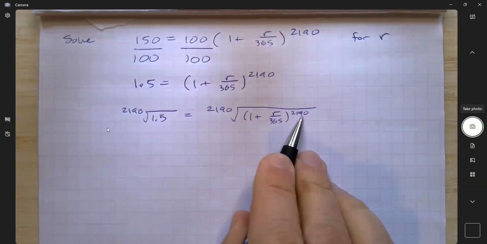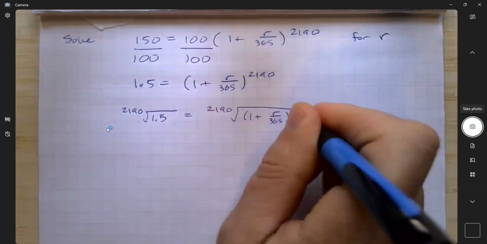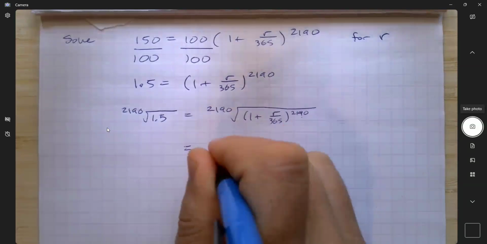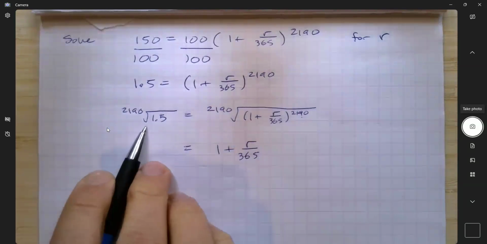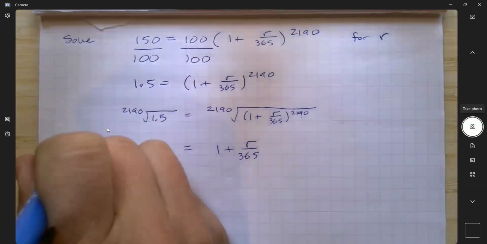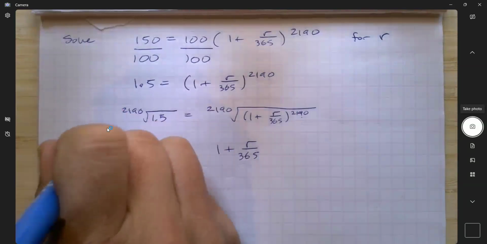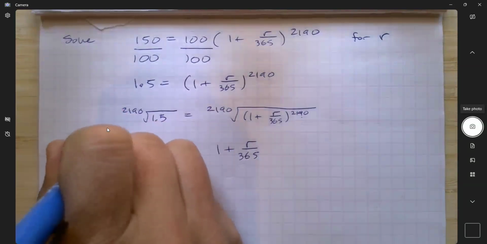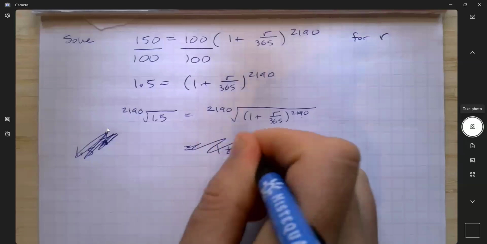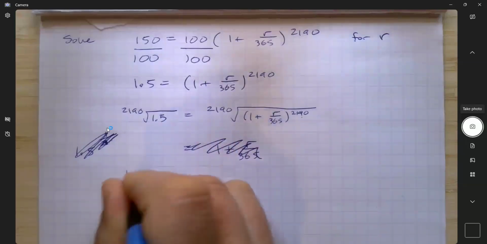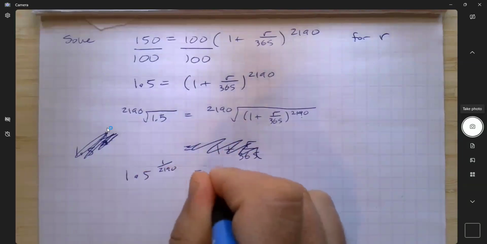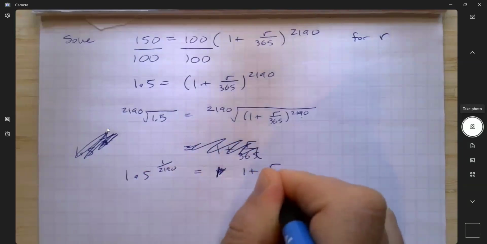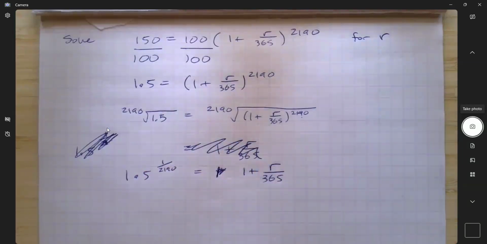Because if I raise it to the 2190 and then I take the 2190th root, that will cancel. And I get 1 plus r over 365 over here on the right. Now, how do you do this in a calculator? The easiest way to do it is to, instead of as a root, raise it to the fractional power. So let me start that over: 1.5 to the 1 over 2190 should equal 1 plus r over 365. Desmos can do that no problem.